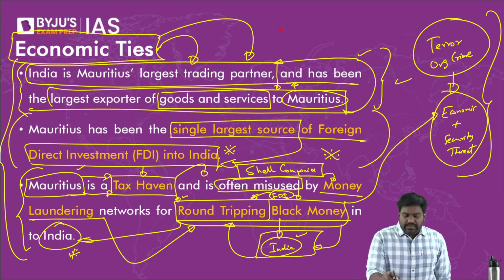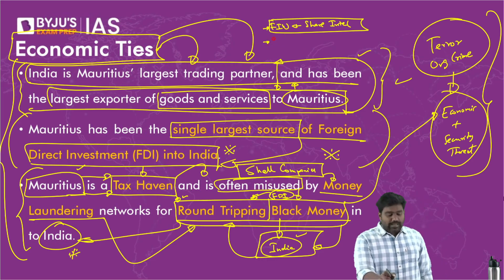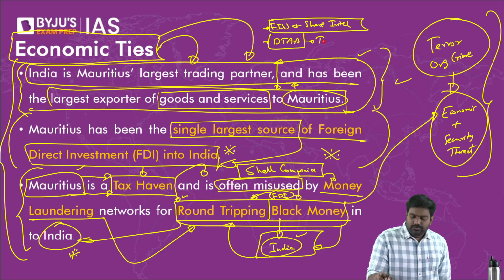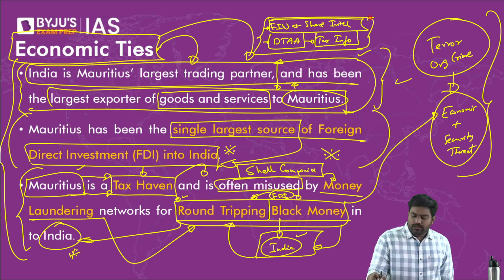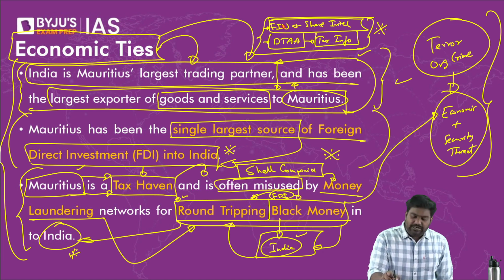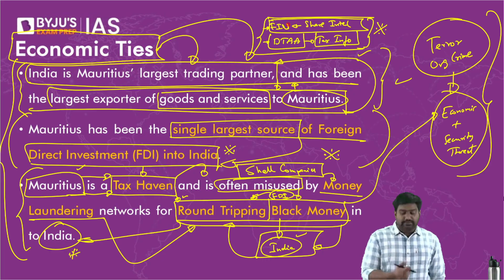So that is why India is working closely with Mauritius to tackle the threat. Our financial intelligence units share intelligence on suspicious financial transactions. Is that clear? We also have a double taxation avoidance agreement to not only avoid double taxation but also to share tax information. So by sharing tax information and financial intelligence through our financial intelligence units, we are trying to counter the menace of black money, round tripping and money laundering.